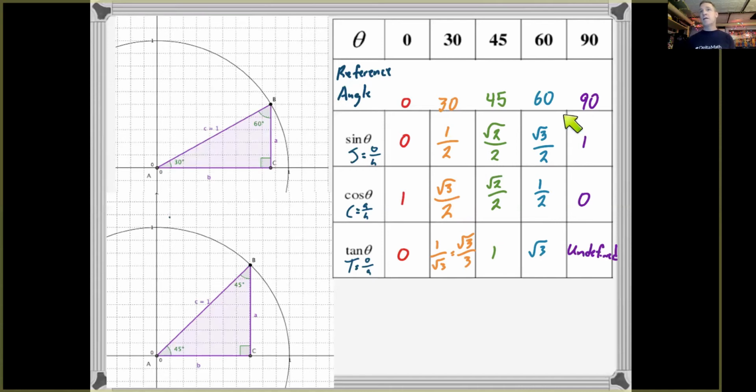So the sine of 90 is 1, the cosine is 0, and the tangent of 90 is undefined. And we'll talk a little bit about that too. So I just wanted to show you an easy way to kind of remember these. So I'll take a look, and we'll take a look at that right now.